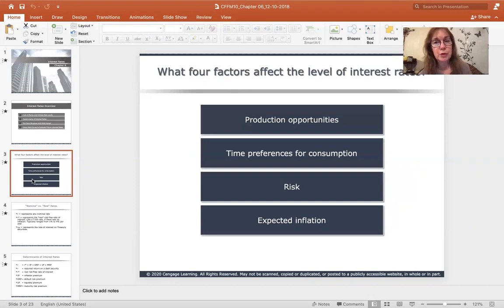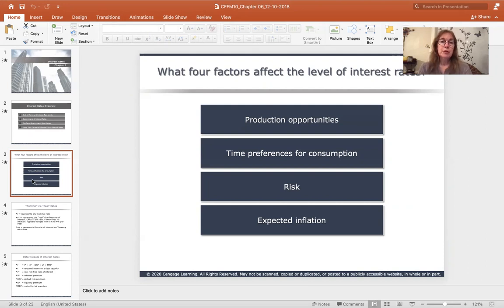So the four factors are production opportunities. Basically, that means when we're talking about interest rates, we're not really talking about interest rates in terms of us as investors. We're talking about interest rates as they affect, predominantly, companies. So if interest rates are high, companies are going to be less likely to expand because the cost of capital is higher when interest rates are high. When interest rates are low, they're going to be more apt to expand. So companies like interest rates that are low because it makes the cost of capital cheaper. So production opportunities are going to affect the level of interest rate.